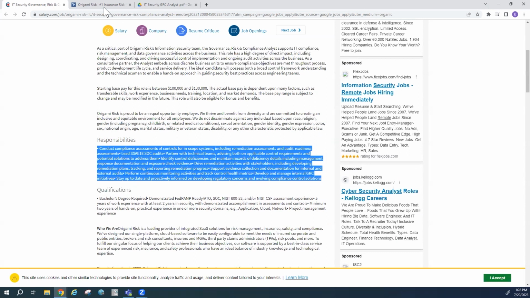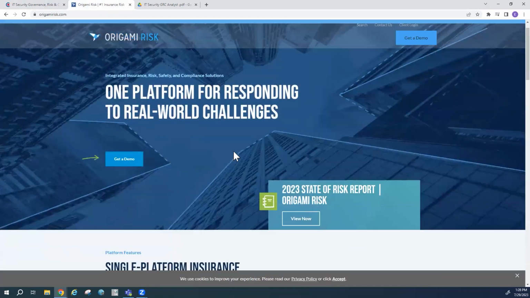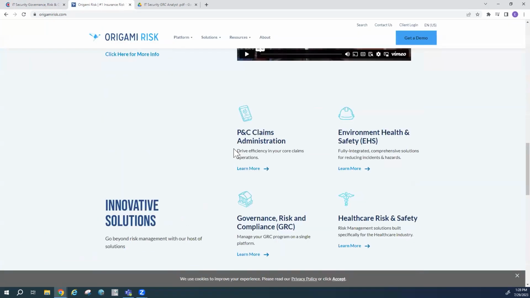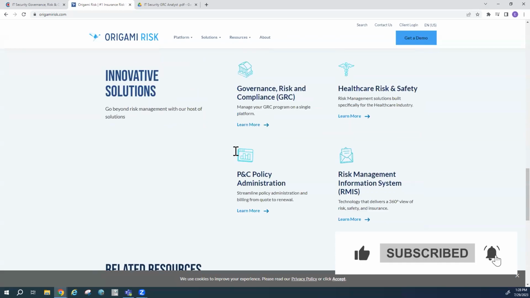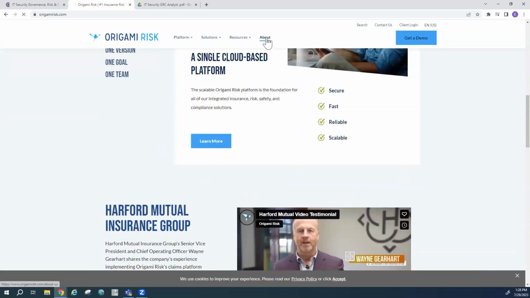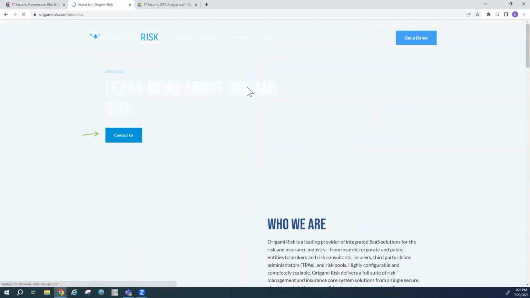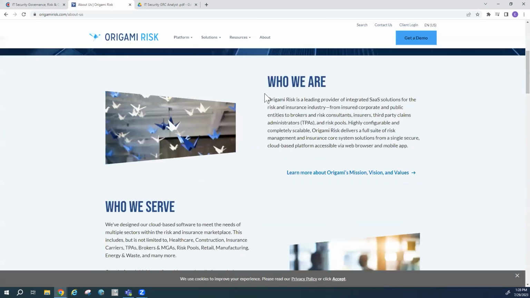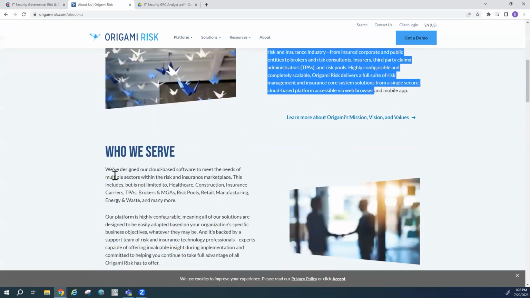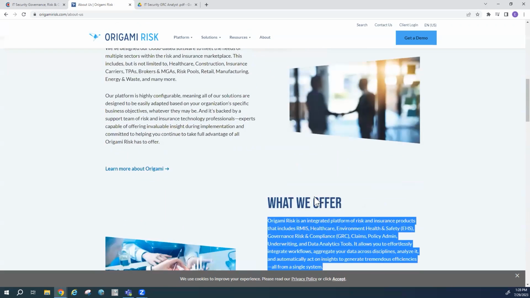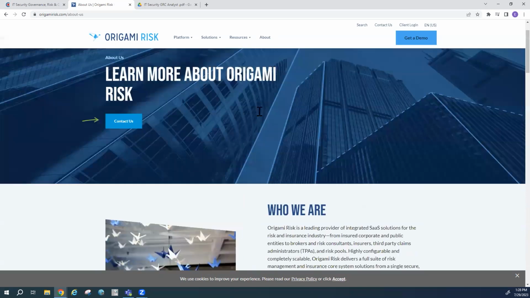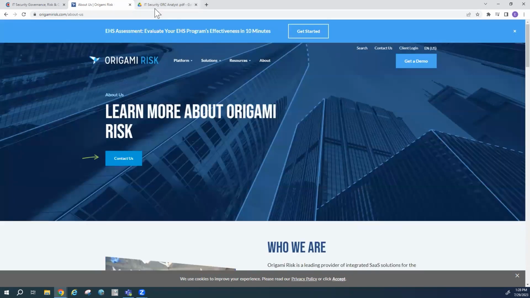Now, let's take a look at the company. This is the company itself. After applying, before you go for the interview, make sure you read about them. Read the about us of the company. Read about what they do. Okay, this is who we are. Read about who we serve. Make sure you understand. And then think about how your role helps this company. The role that you're applying for, how does it help them?